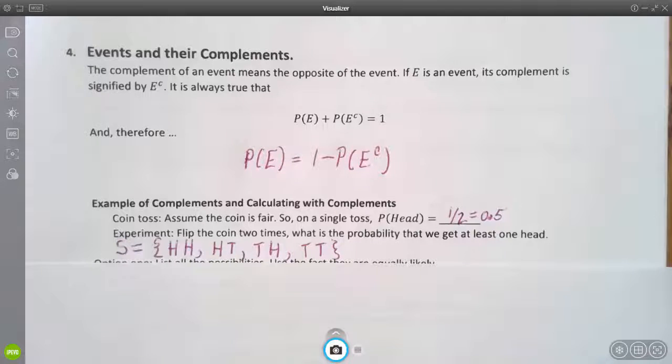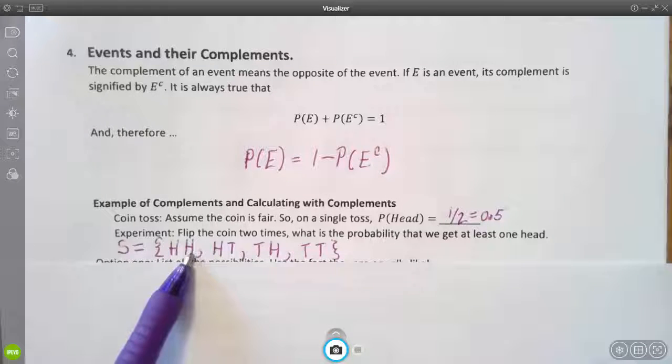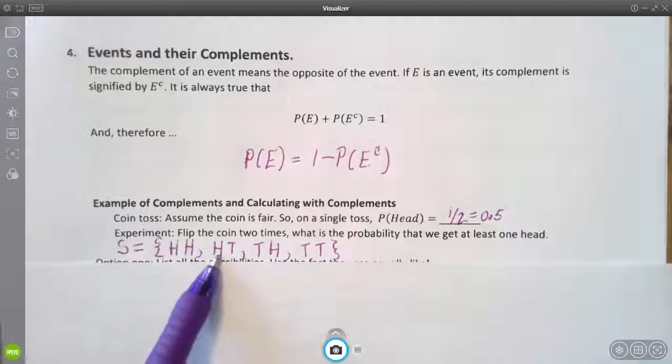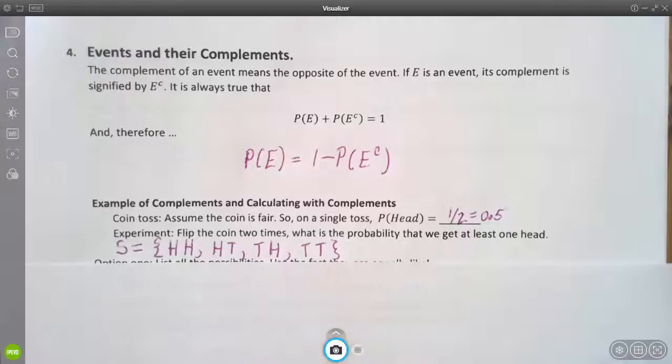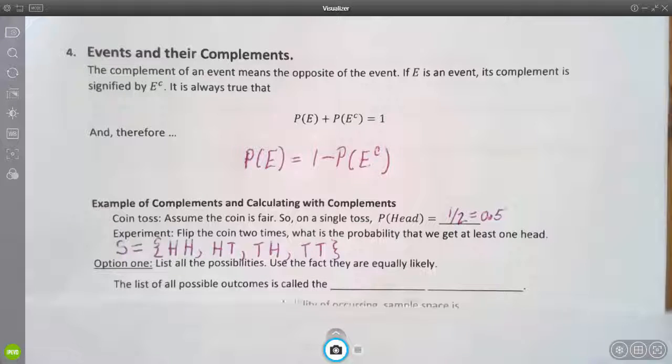Our experiment is going to be this: we're going to flip the coin 2 times in succession and ask what is the probability that we will get at least one head. At least one head in 2 flips is our event E. What we want to do first of all is to list all of the possible outcomes of running this experiment. Well, here they are. You could get 2 heads, you could get 1 head on either the first or the second toss, or you could get no heads at all. In other words, get 2 tails.